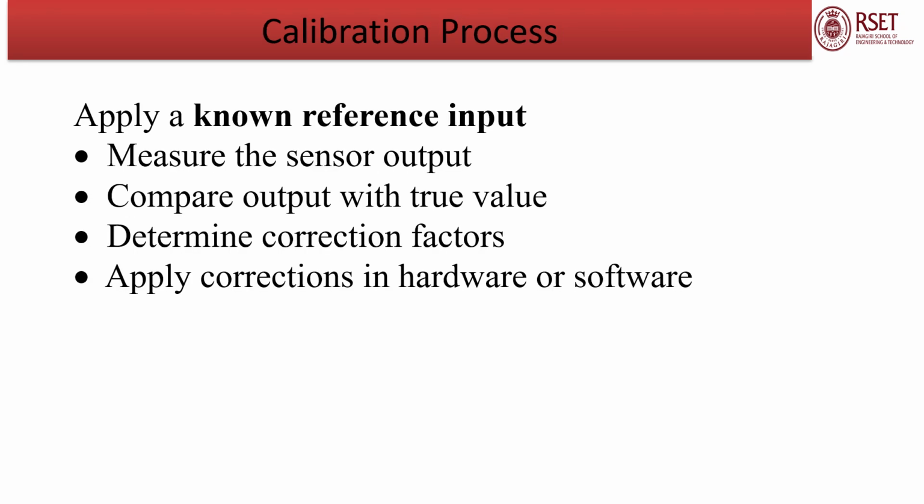What are the steps involved in the calibration process? The first is that a known reference input is applied to the sensor. The sensor output is then measured and compared with the true value. Correction factors are determined based on this comparison. These corrections are applied either in hardware or software to obtain accurate sensor readings.